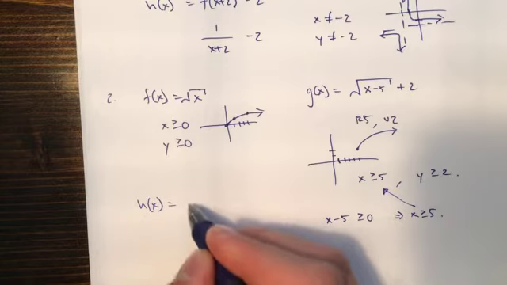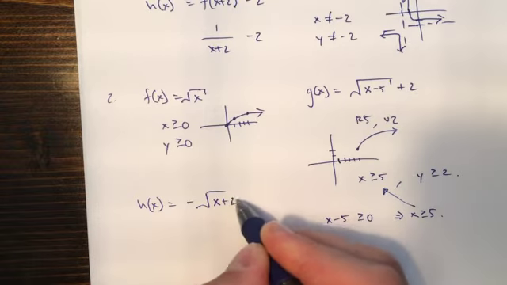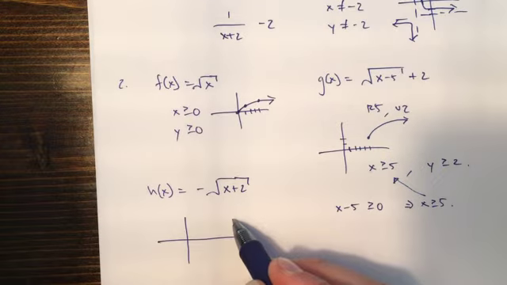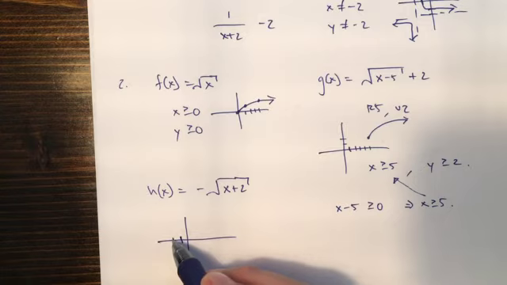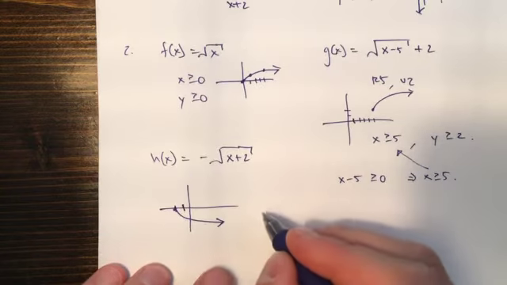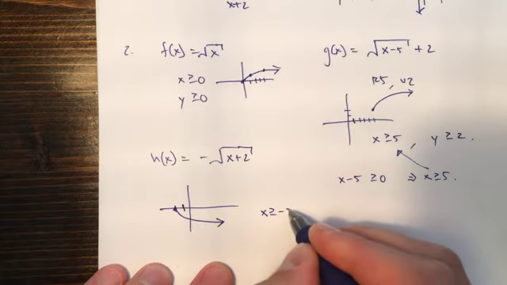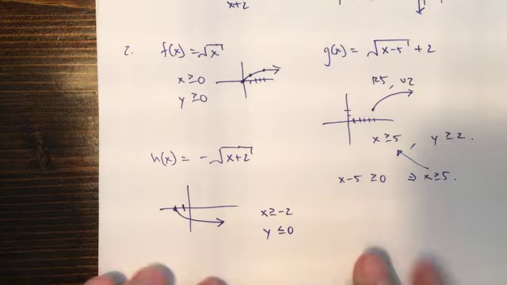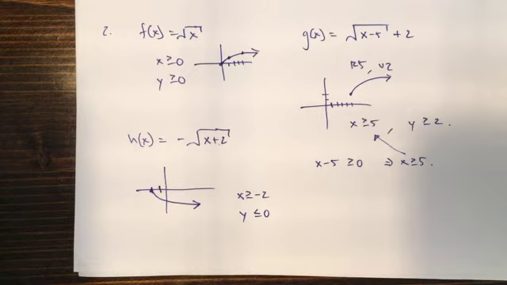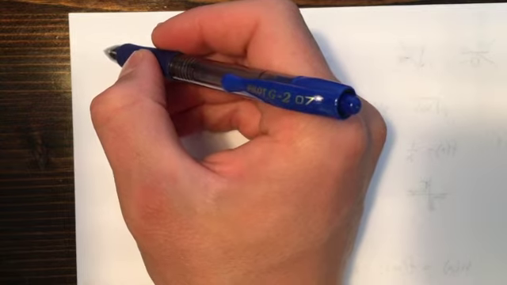Now for h of x equals negative square root of x plus 2, this thing has been moved to the left 2 and reflected across the x-axis. So instead of looking like this, it's moved to the left 2 and then reflected across the x-axis, so it looks like that. So the domain of this is x is greater than or equal to negative 2, and the range is y is less than or equal to 0, because this radical is positive, but when you put a negative out front, it becomes negative. So those are a couple examples of domain and range of functions and how it changes with transformations.